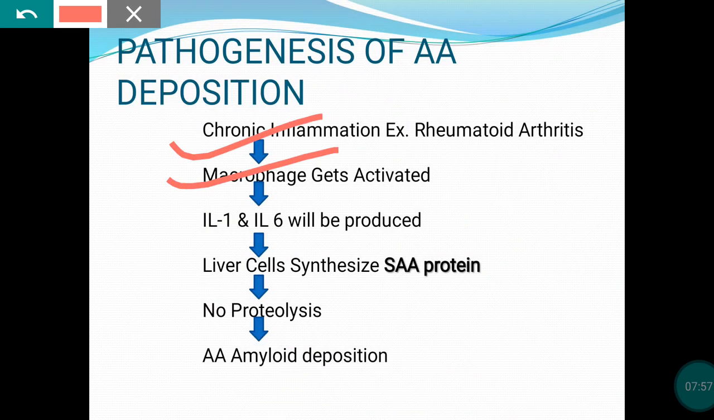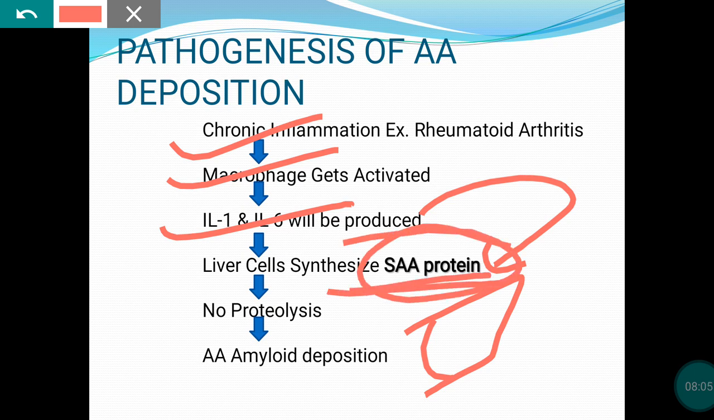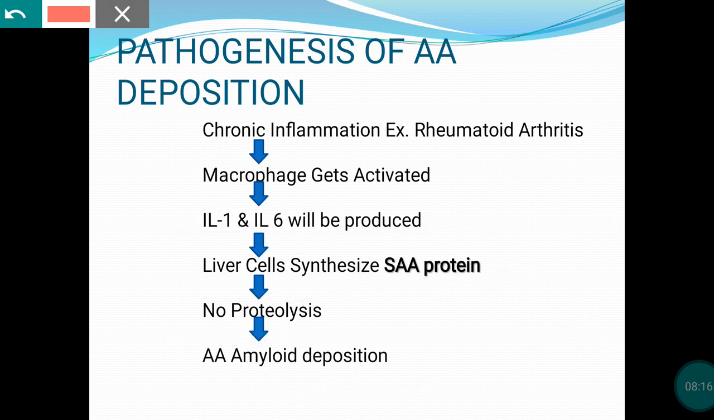Macrophage gets activated. They will produce interleukin 1 and 6. And that will stimulate the liver to produce the SAA protein excessively, serum amyloid associated protein. That is the acute phase reactant. It will produce excessively and it will not be removed by body. There will be no proteolysis, so it will get deposited in the tissue. That is the pathogenesis of secondary reactive amyloidosis.